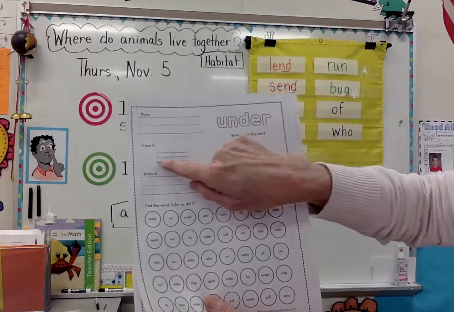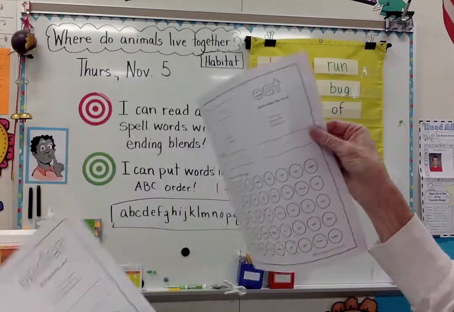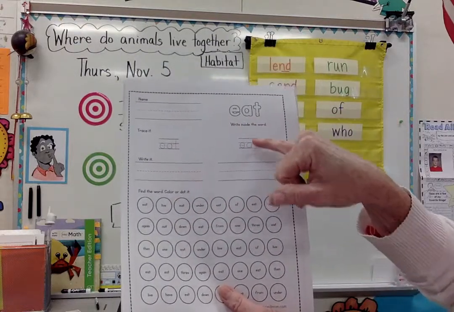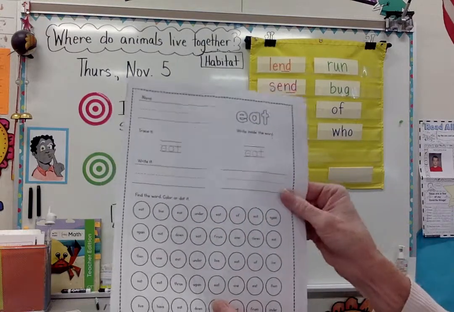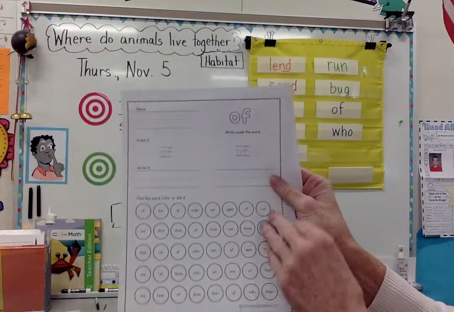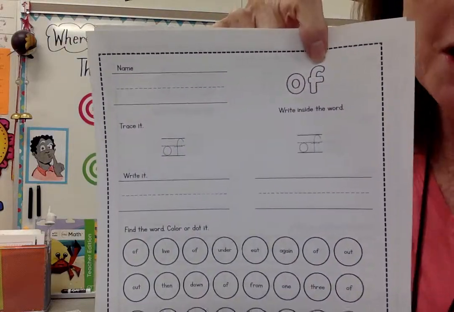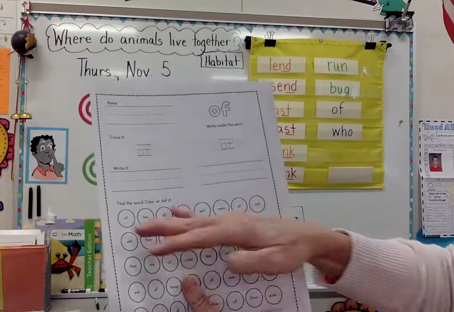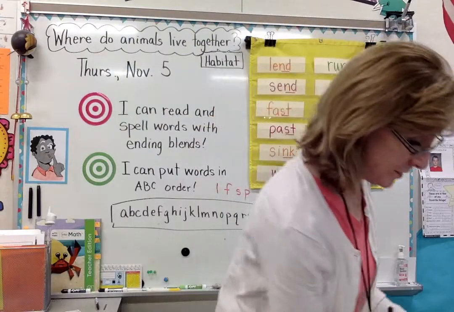On the back side, we have under. Trace, write it, find it. You have another paper, eat. Okay? Trace it. You're going to write on the inside, trace it, write it, find it. And of. This is tricky because it looks like off, but it's of. Trace inside it, trace over it, write it neatly, and color it. That is easy, but I hope fun for you to do.